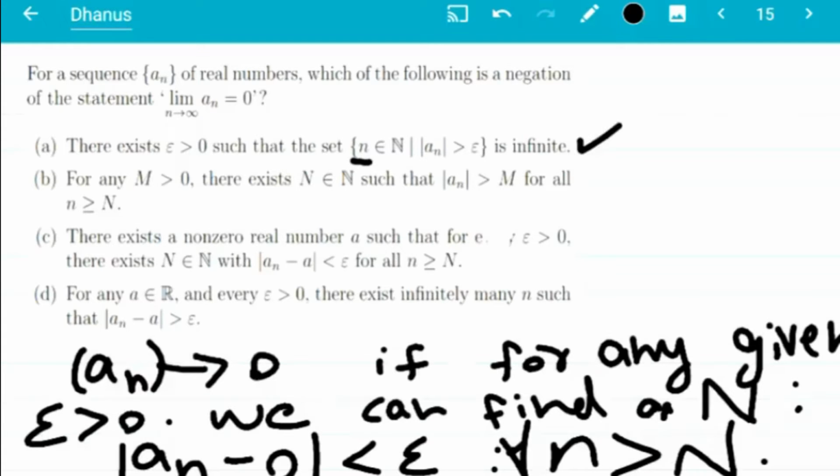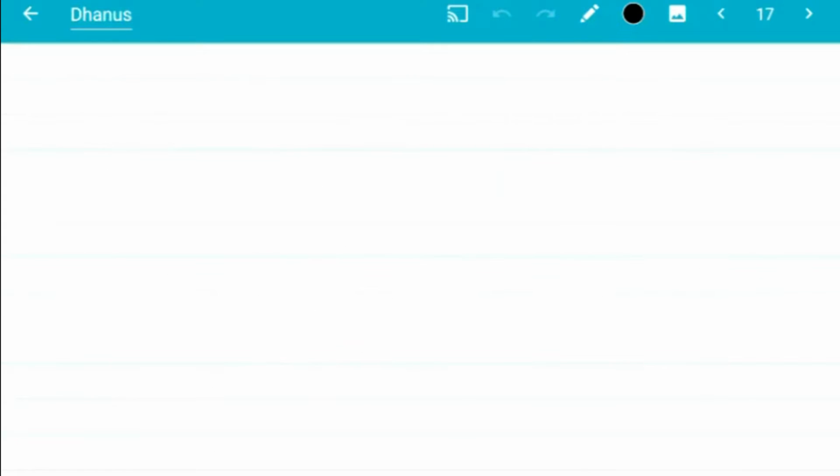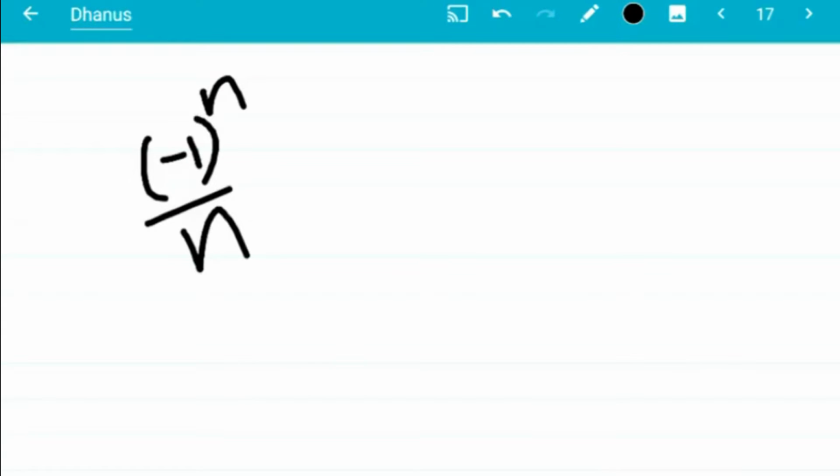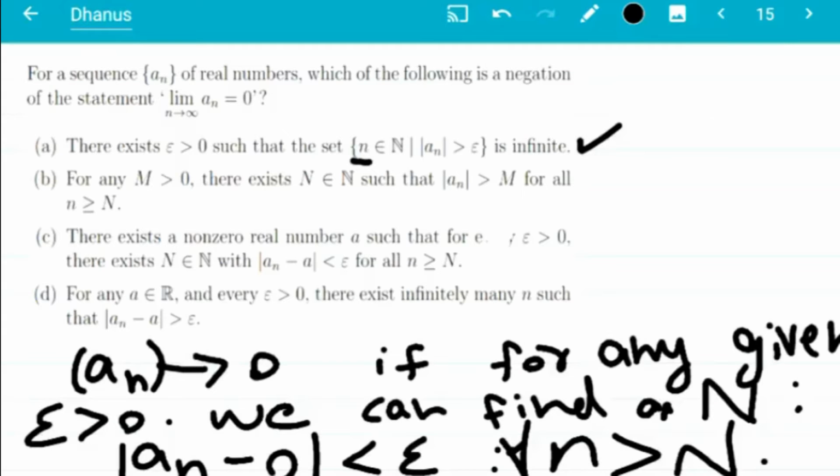And what about the second thing? This may not be true. Suppose we are taking the sequence minus 1 raised to n. Sorry, the second option.